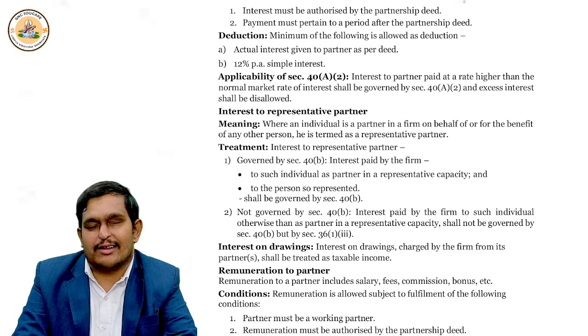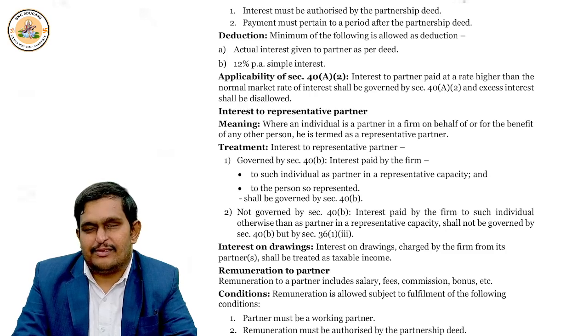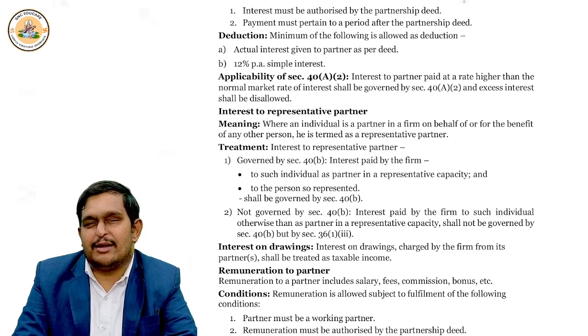It will create chaos. Sometimes there are rich businessmen who have multiple businesses, and they cannot attend every meeting of a firm. So they appoint representative partners. On behalf of them, one person attends the meeting and we call him a representative partner. Okay, clear till this point?